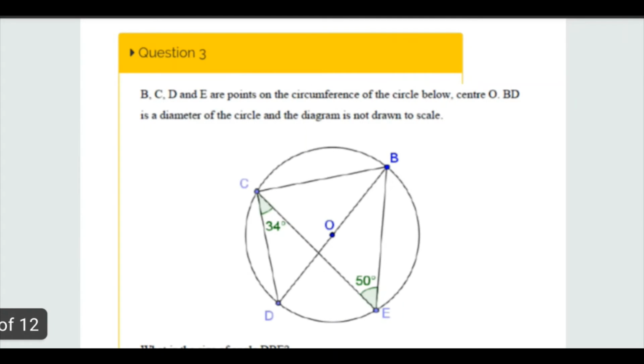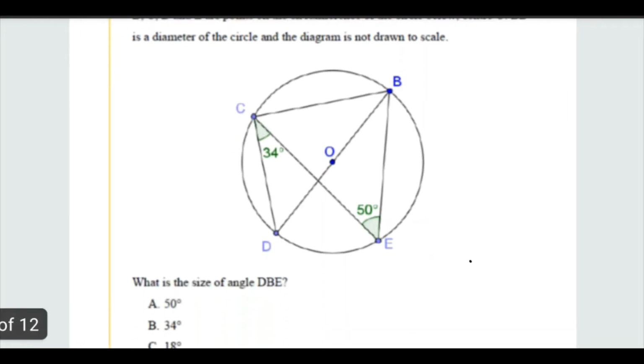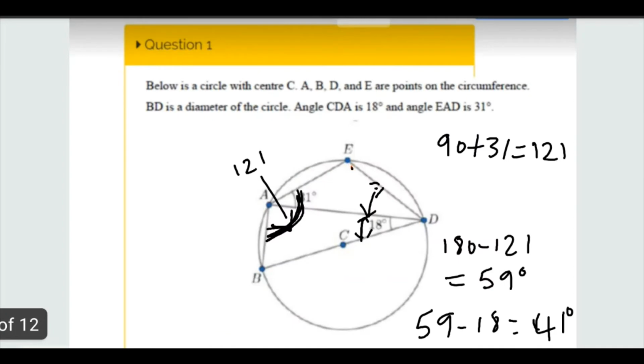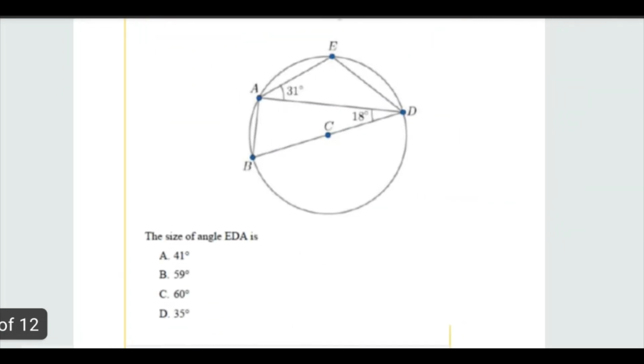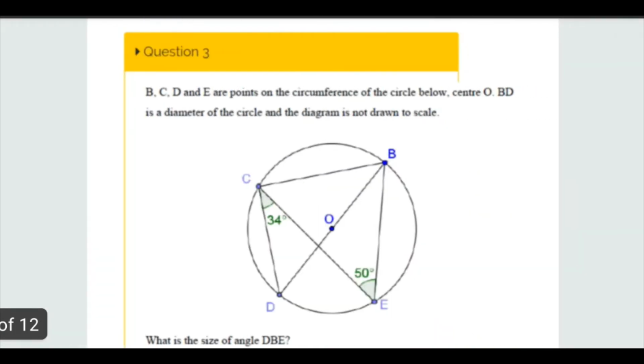Alright, so we'll continue with another circle theorem question. It says B, C, D, and E are points on the circumference of the circle below, center O, BD is the diameter of the circle, and the diagram is not drawn to scale. And they ask us to find DBE. DBE, right? That is what they want us to find, which is this angle here.